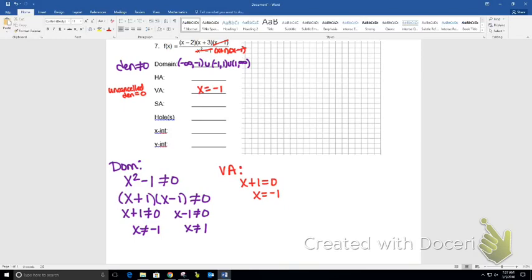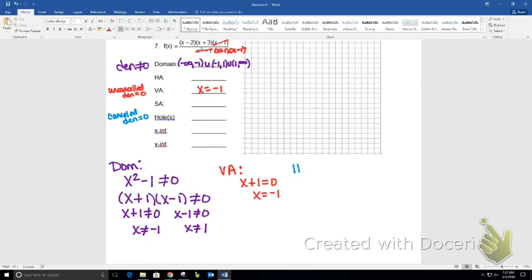Okay, the next thing we did was our holes. How do we find holes? It's what does cancel. So I'm just going to abbreviate: canceled factors of the denominator equal to 0. And remember, this is going to be an ordered pair, right? So once you get that x value, you have to plug it in to solve for the y.